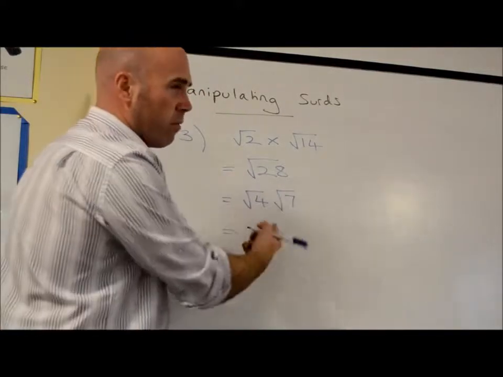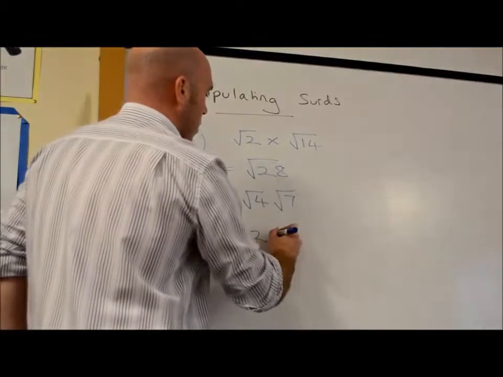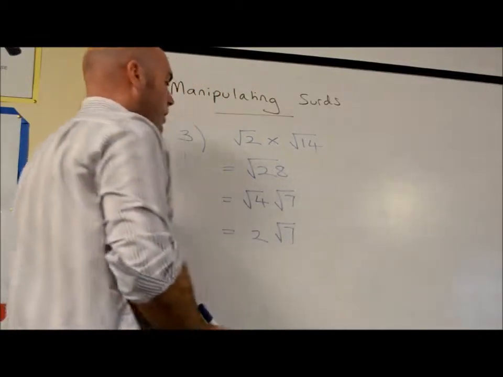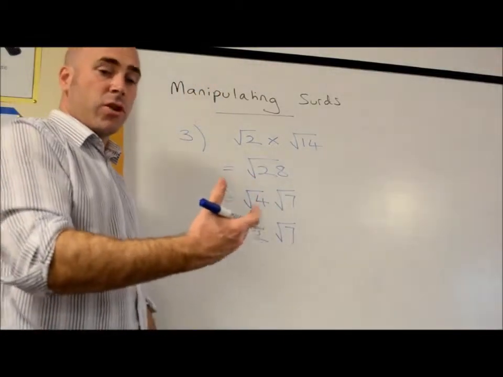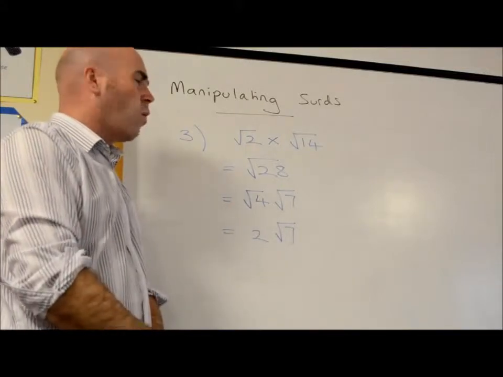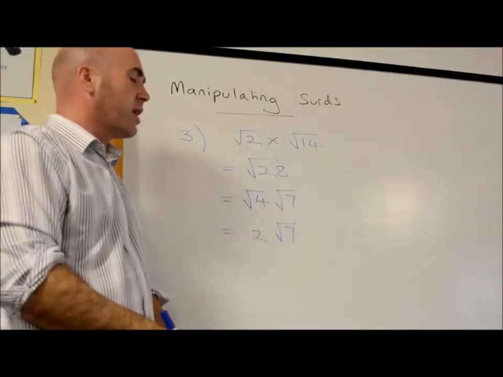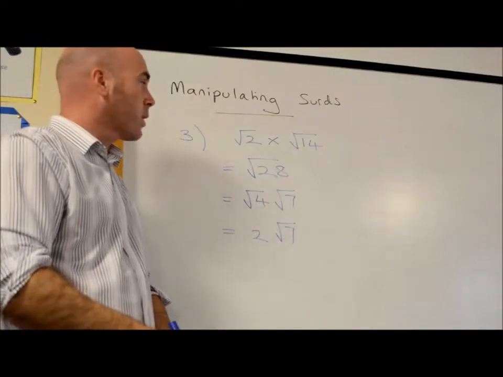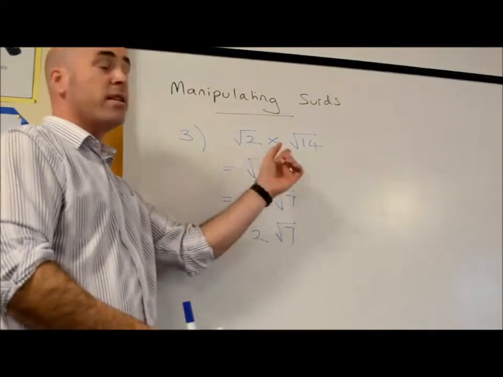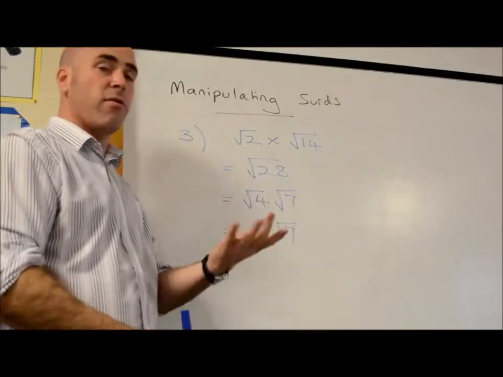And I know what the square root of 4 is. It's 2. So the square root of 28 is the same as 2 root 7. And what I didn't say in the other two questions, which I would say, is if you have your calculator, put this in. Okay, put in square root of 28, see what you get.